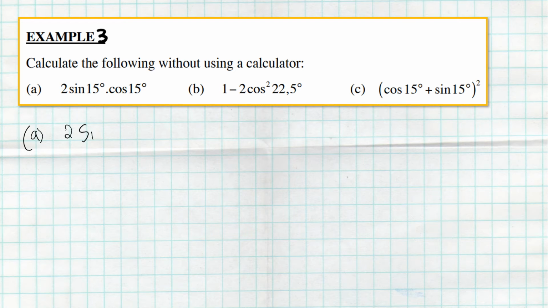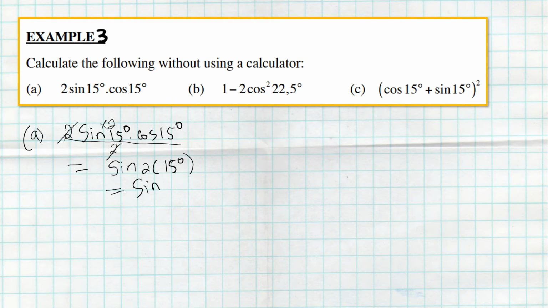You are given 2 sine 15 degrees multiplied by cos 15 degrees. Okay, sorry about the background noise. 2 sine 15 degrees times cos 15 degrees. We can see this is 2 sine and cos, and is a double angle for what? For sine, right? So if we want to return back, we divide the whole thing by 2. This will cancel this, and we multiply the angle by 2 when there is sine. So it will be changed into sine 2 into what? Into 15 degrees, and this will give you sine 30 degrees.